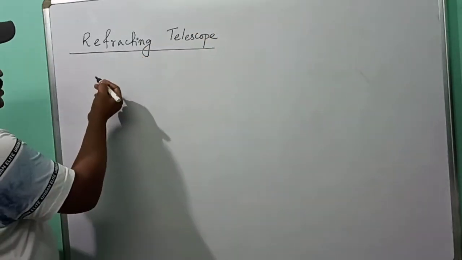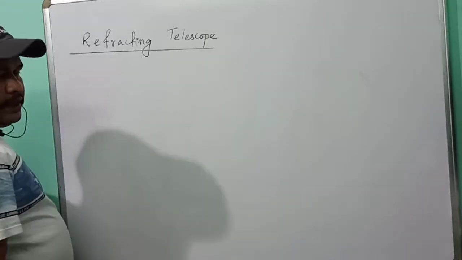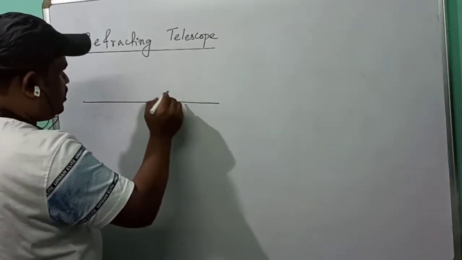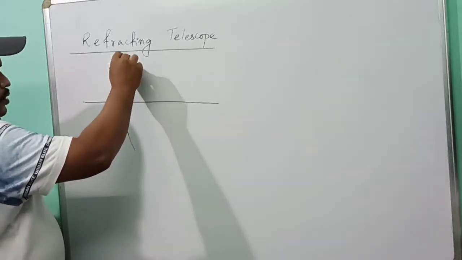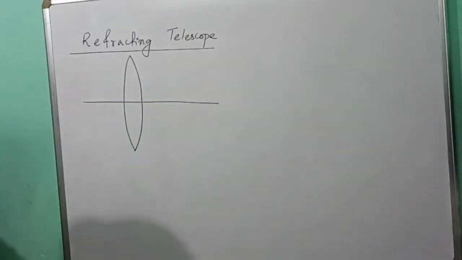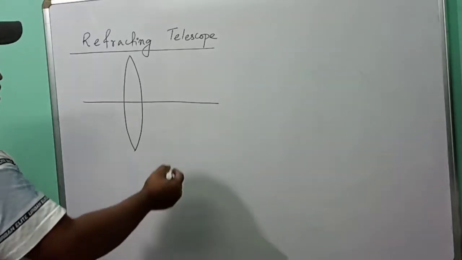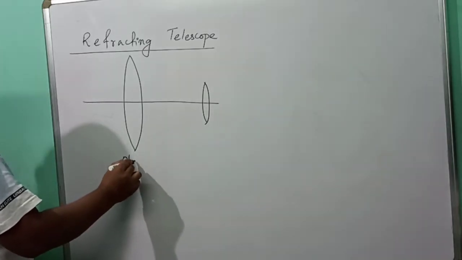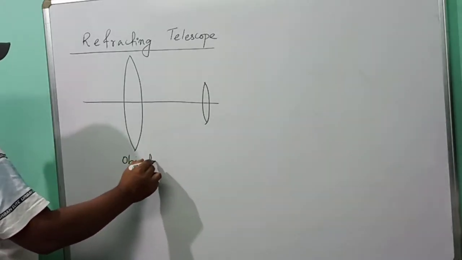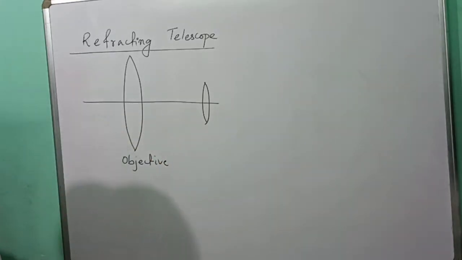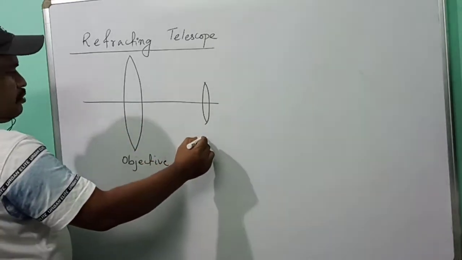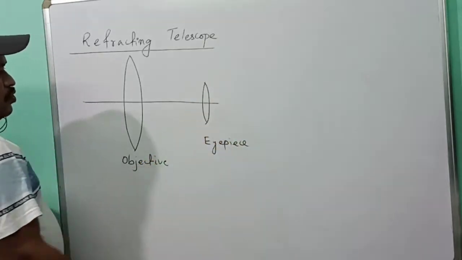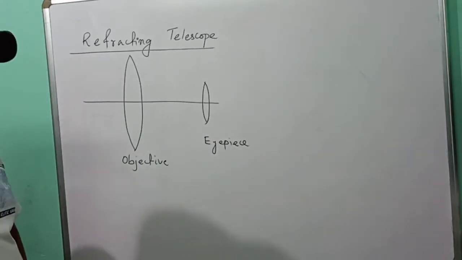It consists of two lenses, like a microscope, but here the objective lens is bigger in size than the eyepiece lens. This is the objective lens, which has a larger aperture and larger focal length. And the second one is the eyepiece lens, which has a smaller aperture and smaller focal length.